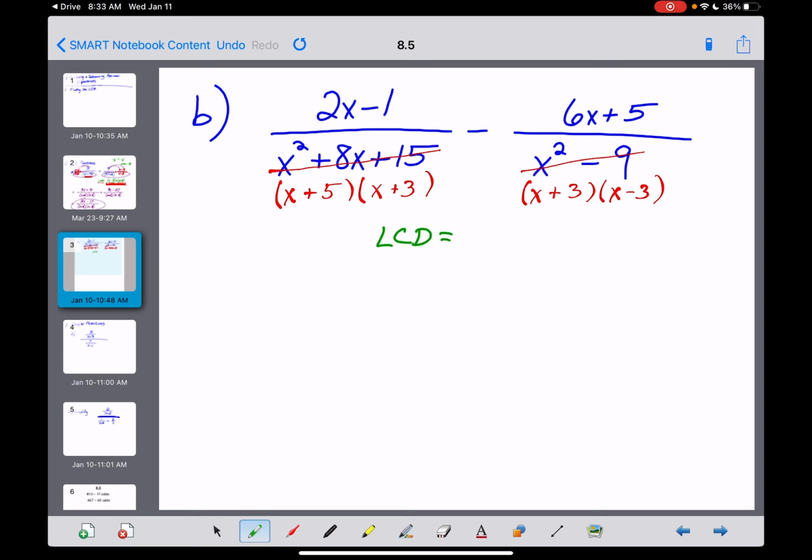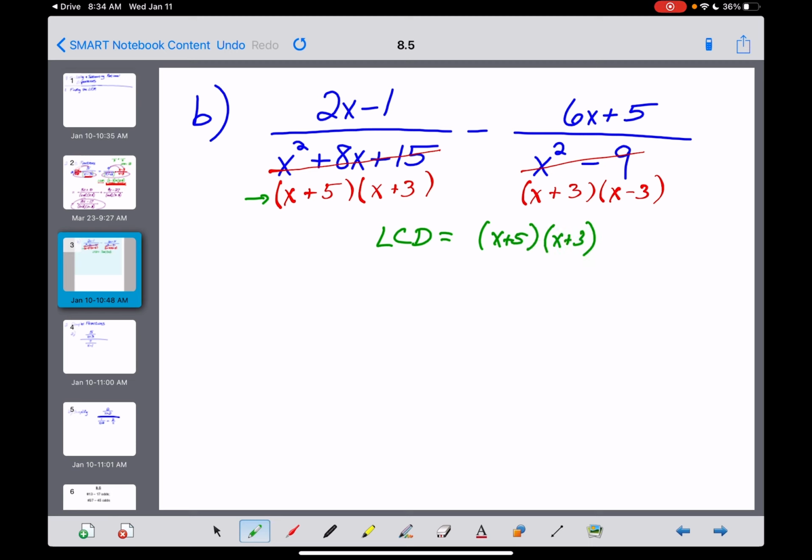I probably should be using LCD a little bit more. So here we go. Now I'm going to try to say the same thing I said on the last problem. To build your lowest common denominator, you start with every single factor from the first denominator. So the first denominator is right here. I just write it in its entirety. X plus 5 multiplied by x plus 3.